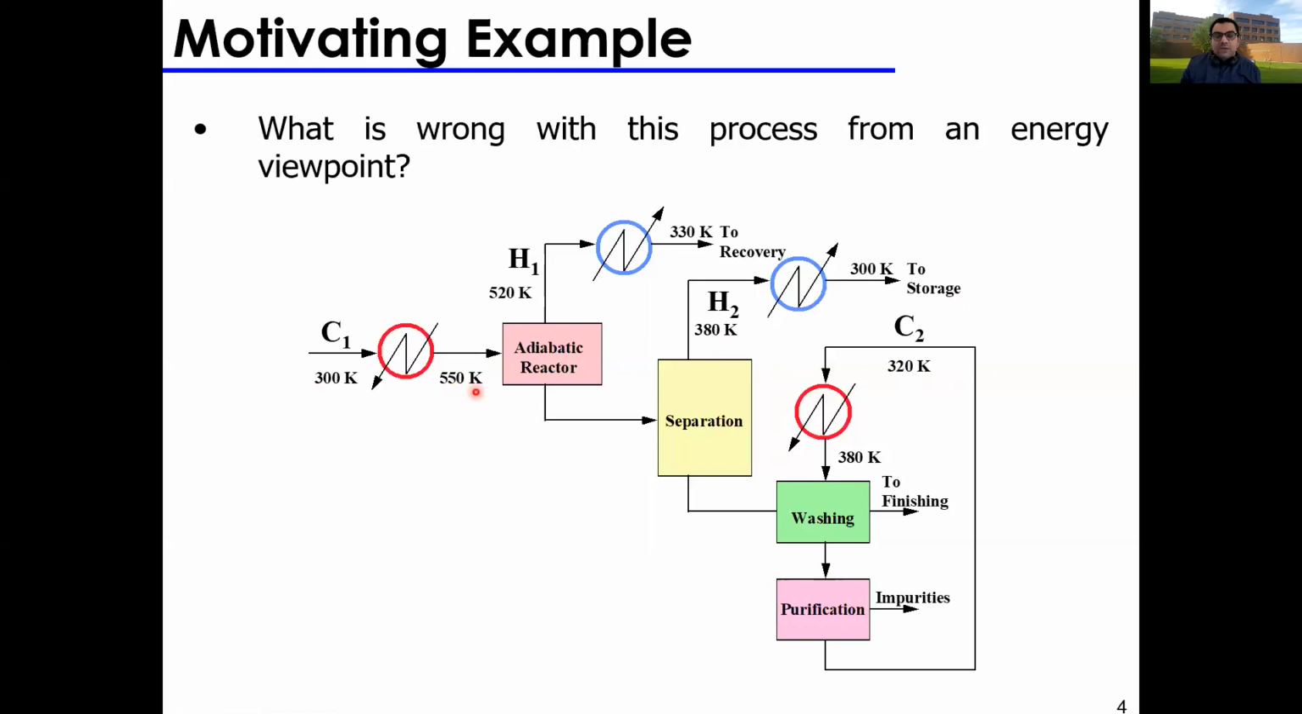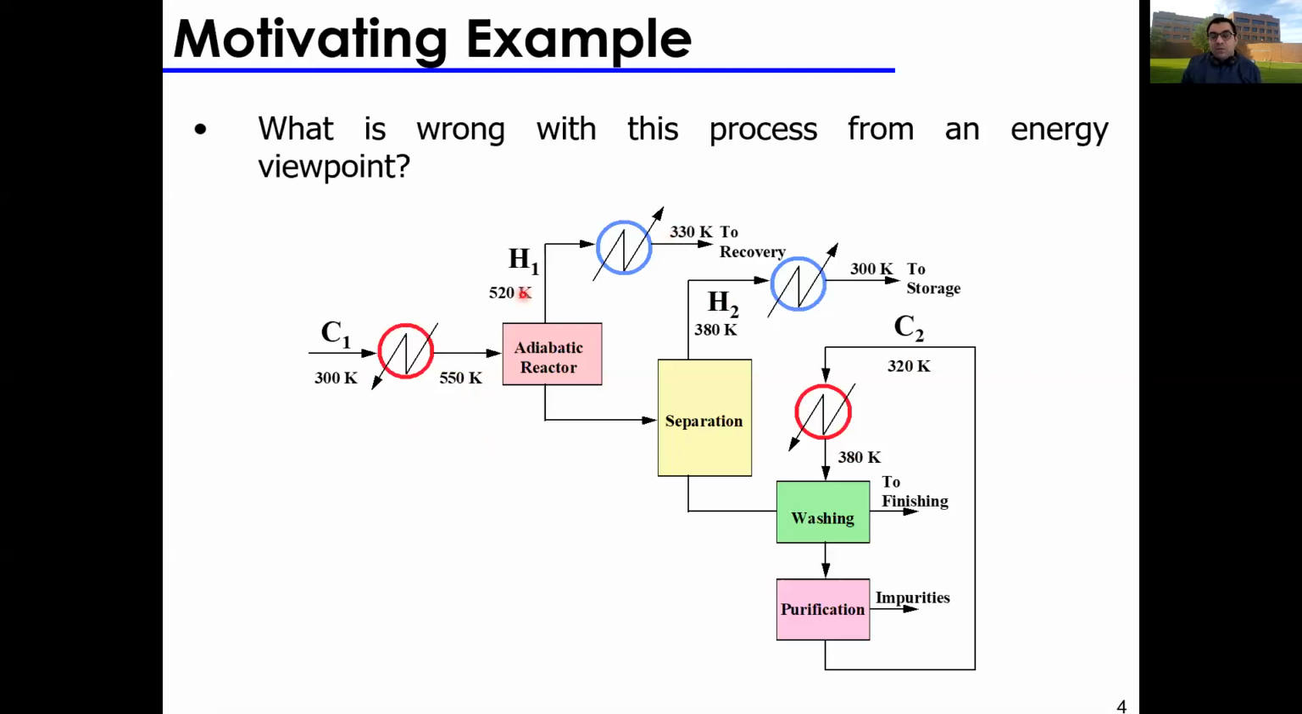So when taking a look at this, is there something wrong with this process from an energy viewpoint? So, I'm doing some very big heat changes. Here I'm heating by 250 Kelvin. Here I'm cooling by about 200 Kelvin. Here I'm cooling by about 80 Kelvin. And here I'm heating by about 60 Kelvin. So, what's wrong is that why don't I use some of the heating requirement here and some of the heating requirement here and integrate them somehow?